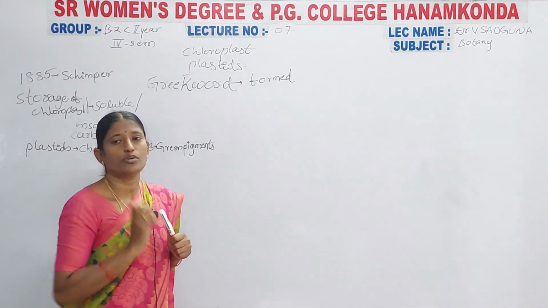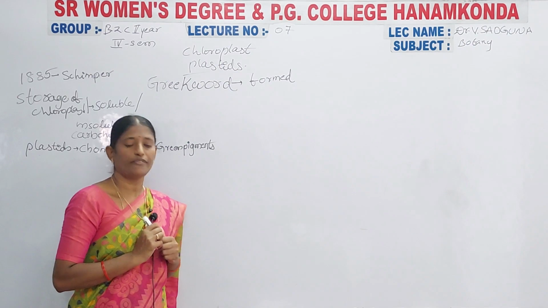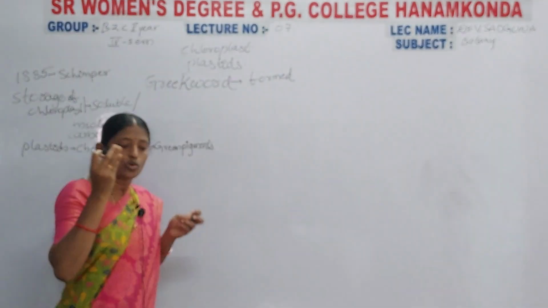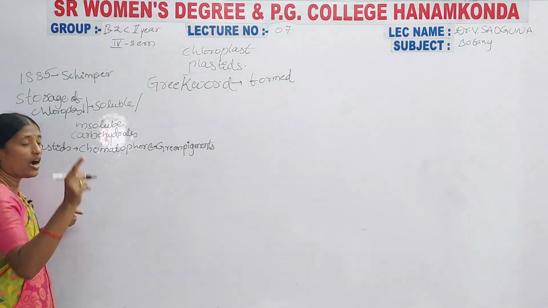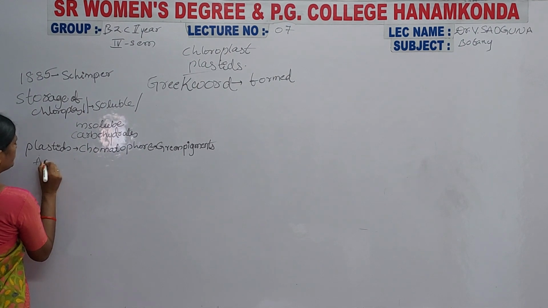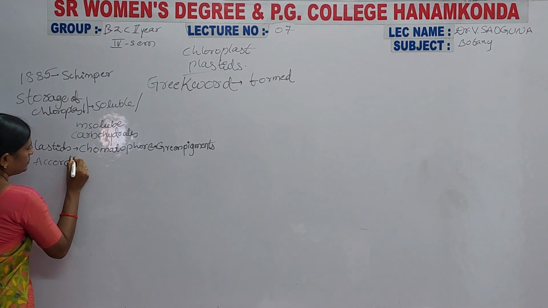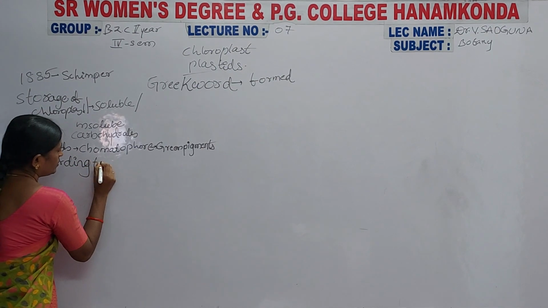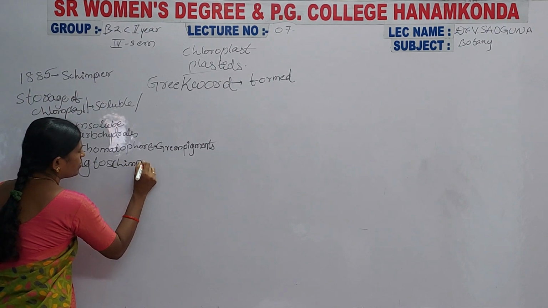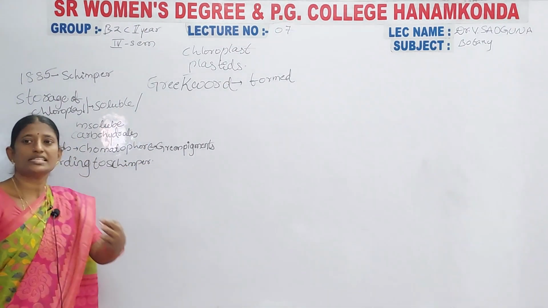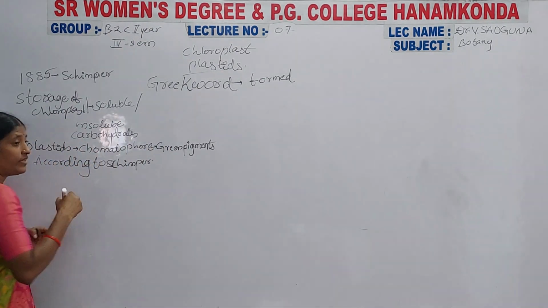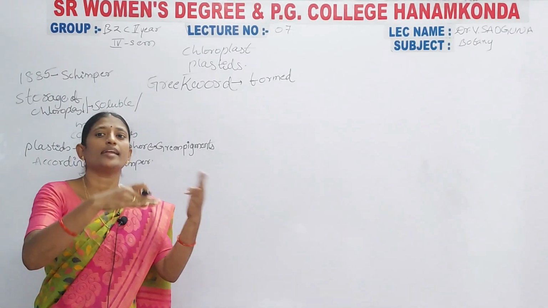According to Schimper, he described different types of plastids. What kinds? According to Schimper, the plastids are of different types, depending on the color pigments.